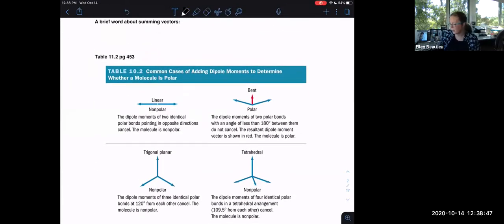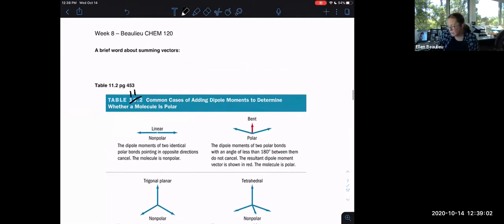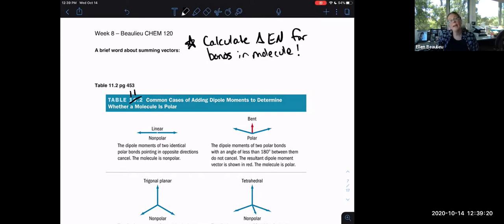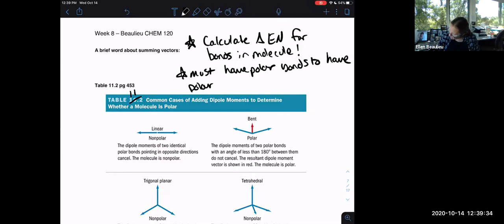This table I found is incredibly useful since they updated the book. It's now table 11.2, but it's the very same table that really walks you through how you can determine whether or not a molecule is polar. Before you do anything, calculate the delta EN for bonds in the molecule. In order to have a polar molecule, you must have polar bonds.